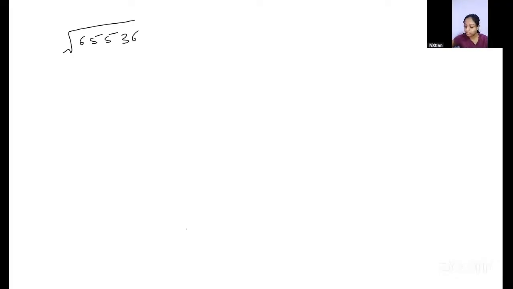My first step is that I will make pairs. Write it down: 6, 5, 5, 3, 6. We start to make pairs from the right side, two numbers each. So 36, 55 and 6 alone. 55 and 36 are two pairs and 6 I will take alone.